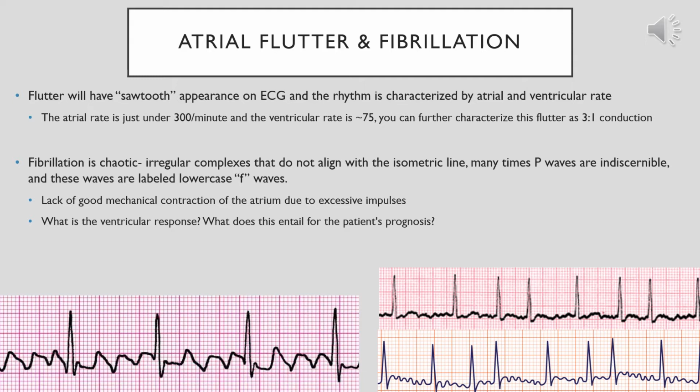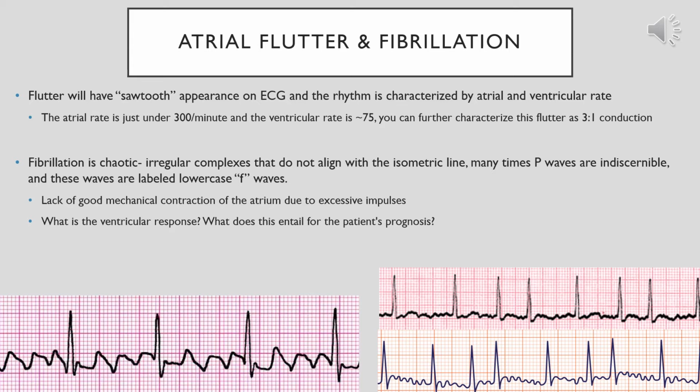Atrial fibrillation is chaotic. There are irregular complexes. It needs more of an immediate intervention, especially for a patient that's presenting with symptoms. When you're looking, the complexes don't really line up with the isoelectric line. Many times the P waves are indiscernible. As you're looking here on the bottom right, it's hard to see the P waves in the top one, whereas in the bottom one, you can see the P waves pretty clearly.